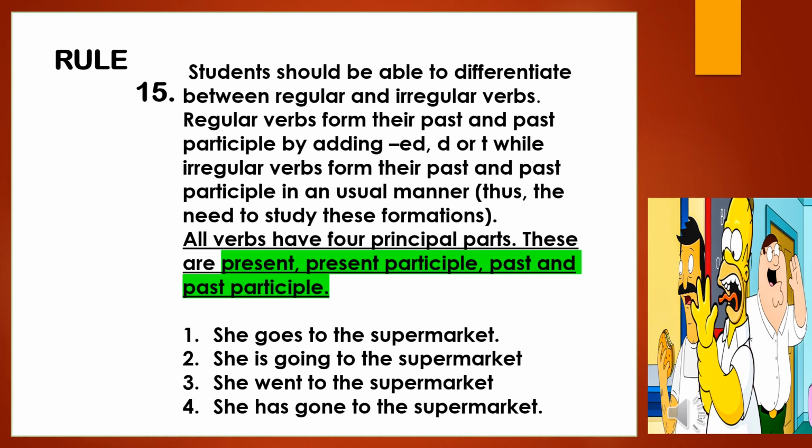Number 15. Students should be able to differentiate between regular and irregular verbs. Regular verbs form their past and past participle by adding ed or d or t, while irregular verbs form their past and past participle in an unusual manner. Thus, the need to study these formations. All verbs have four principal parts, whether irregular or regular. These are present, present participle, past, and past participle.